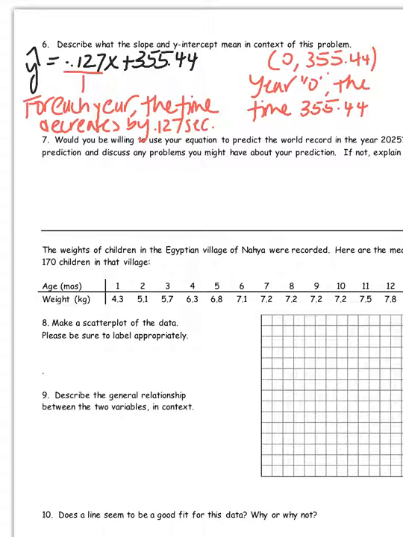So for number 7, would you be willing to use your equation to predict the world record in the year 2025? I don't think that's a great idea, right? So we're talking about 2025, which is outside of our data set. Okay, that would be an extrapolation, and we wouldn't want to do that. For the same reason why year 0 doesn't make sense, that's also outside of our data set. So we don't want to predict like that outside of our data set. So I'm going to say no, okay? We don't know if that linear trend is going to continue.